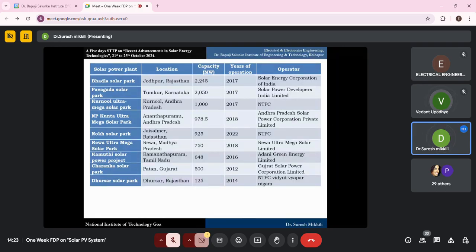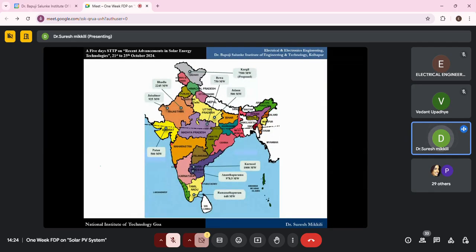Okay, Bhadla is 2245, Pavagada 2050, Kurnool is 1000, and Anantapuram, that is 1000 they have installed till now, but later they are going to install 500 more. Then there is Jaisalmer, then Rewa, Tamil Nadu. These are the top 10 solar projects in India. Okay. So these are the places.